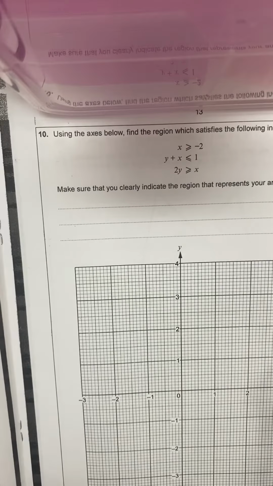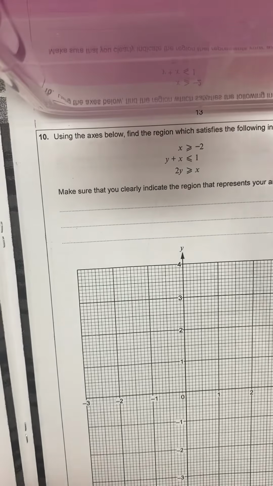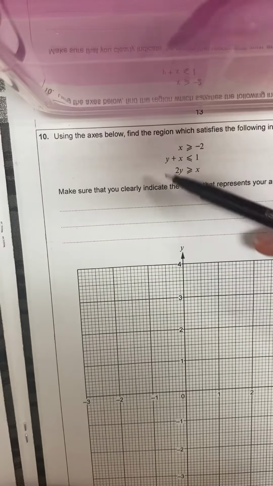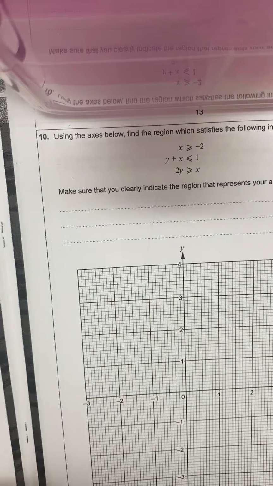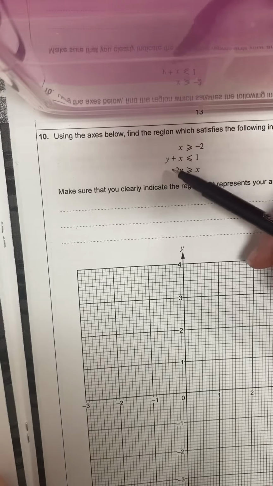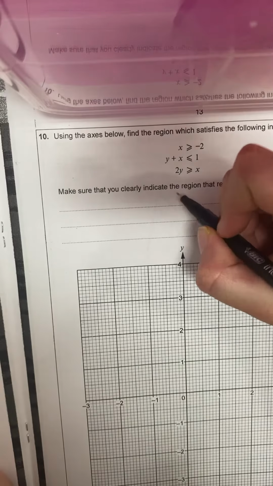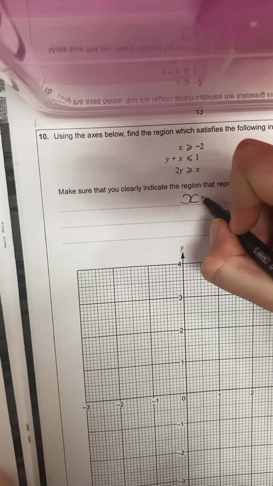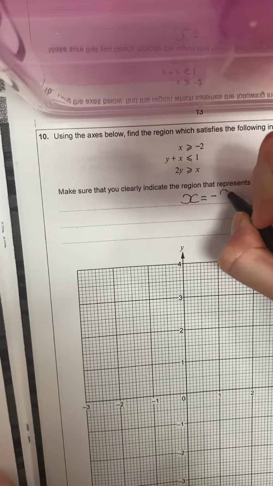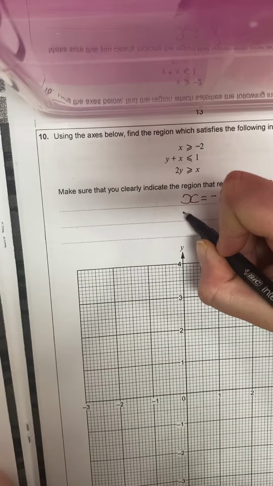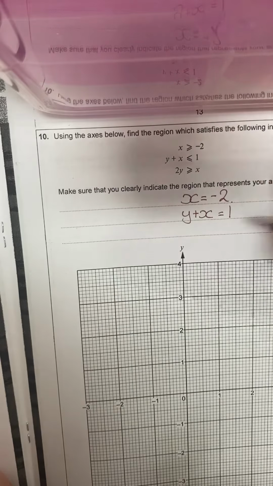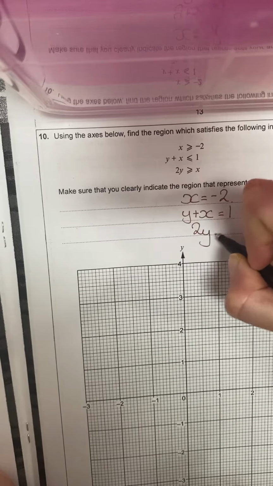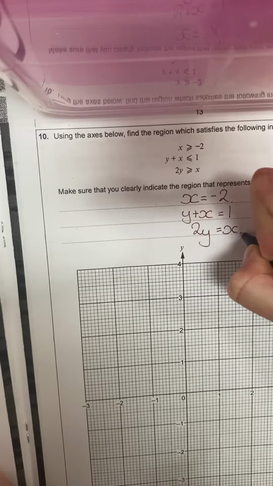Okay, so in this question, we need to find the region that satisfies all these inequalities. And in order to start it, we need to draw each of these lines on the graph. So we need to draw the line of x is equal to -2, y plus x is equal to 1, and 2y is equal to x.